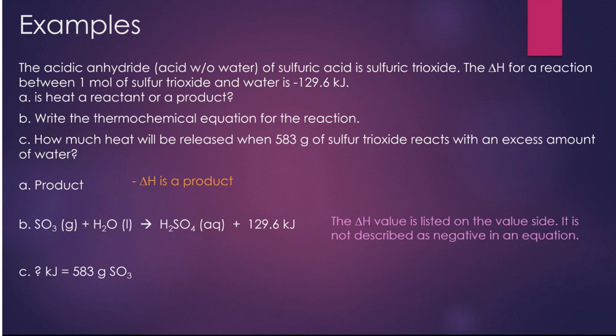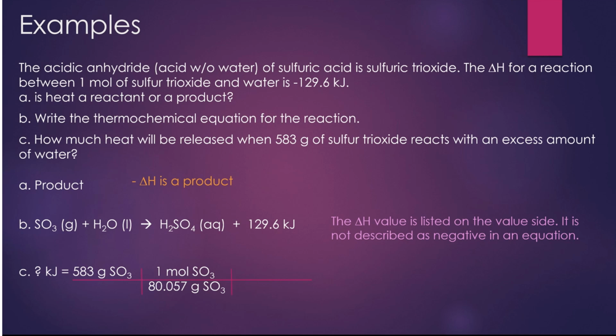All right, now the stoichiometry part. Again, we're looking for how much heat. We measure that in kilojoules. It's our measurement of energy. When 583 grams of sulfur trioxide. So first step, as always with our stoichiometry questions, we need to go from grams to moles. So add up 1 sulfur, 3 oxygens, that's the molar mass of sulfur trioxide.